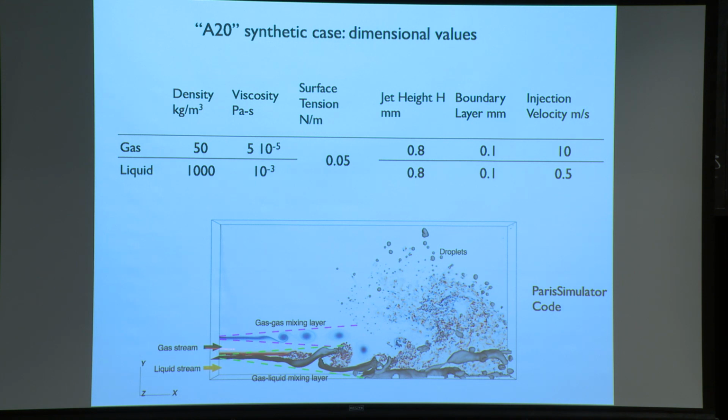Again, you have the separator plate, the two streams, and we will see gas-gas mixing layer, gas-liquid mixing layers, and we see sheets that eventually atomize into droplets. So the sheets develop here, and they sort of curl like this and atomize into droplets. There's a lot of vorticity generated behind the sheets and also on top of the sheets.